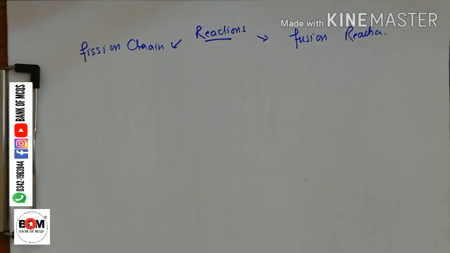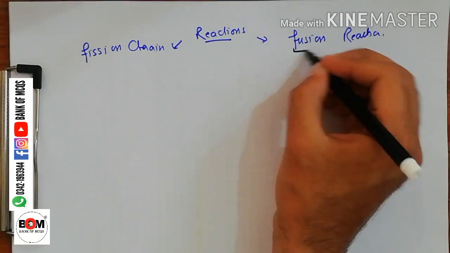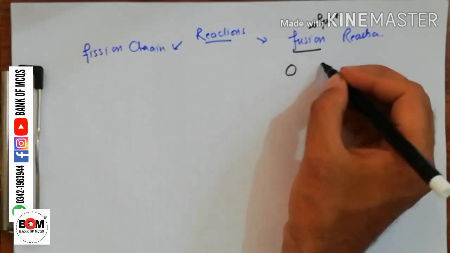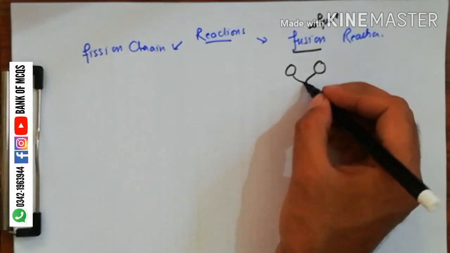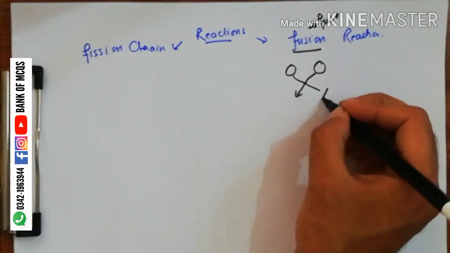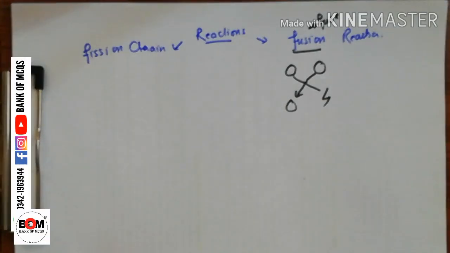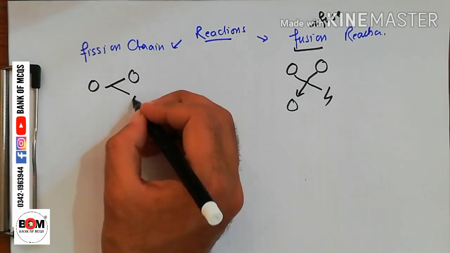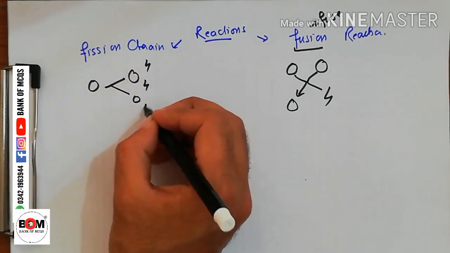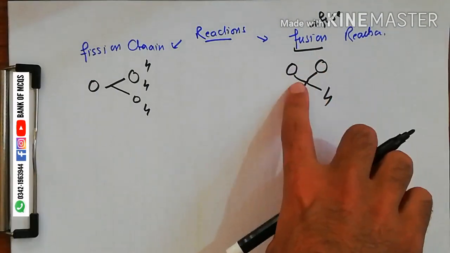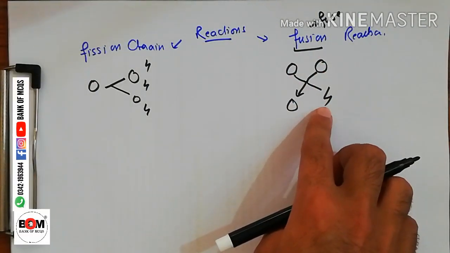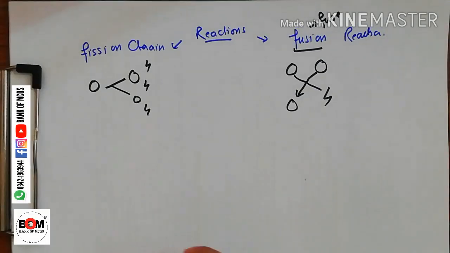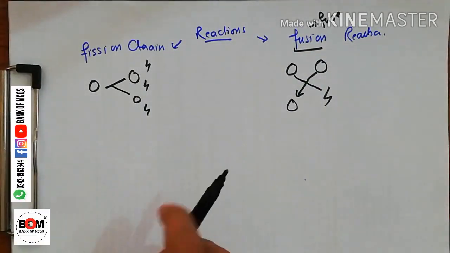So as the name shows, fusion means fuse, in which two atoms combine with each other and give us the product and also give us energy. In fission, one atom splits, or is divided into two or many, with some energy. So in fusion, atoms combine and give us another atom and energy. So this is fission and this is fusion.